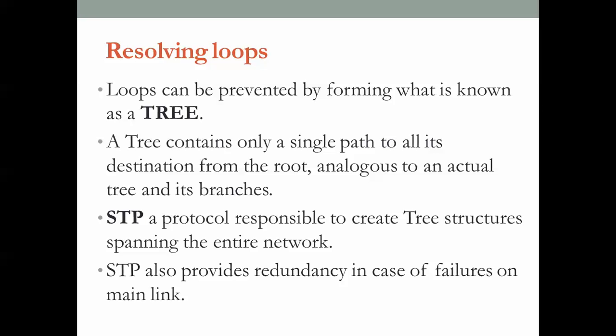Similarly, STP also generates a tree structure out of a closed or a mesh topology such that all links seem to diverge from the root. So it basically converts a closed structure into an open structure such that you don't have any loops in your network. STP does this by calculating something known as the minimum spanning tree. It runs an algorithm to check the least cost path, and it calculates a minimum spanning tree such that it eliminates all redundant paths to a particular destination, thereby forming a tree structure.